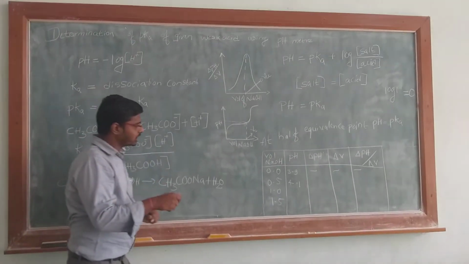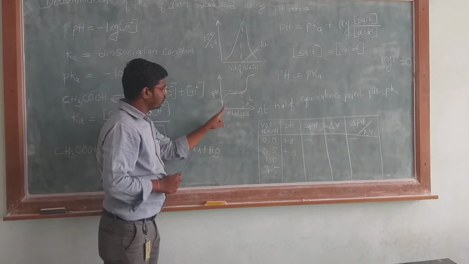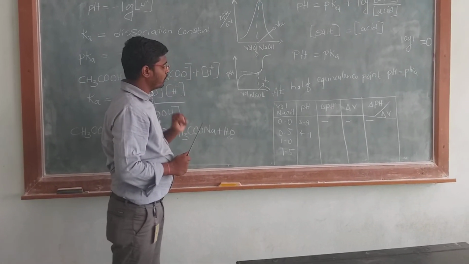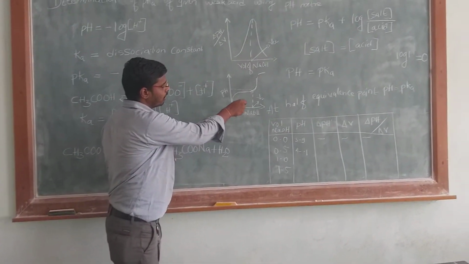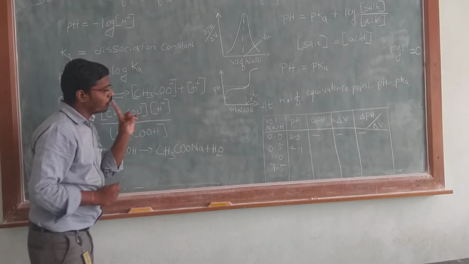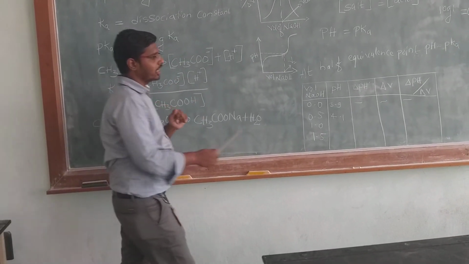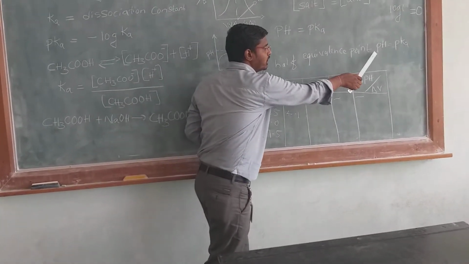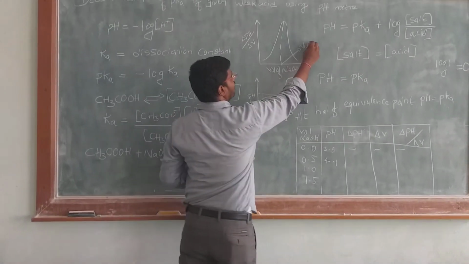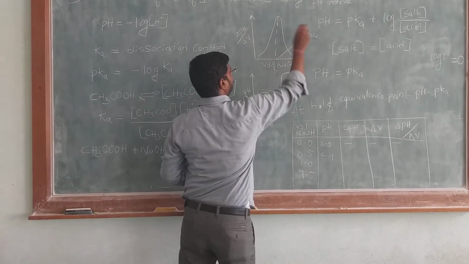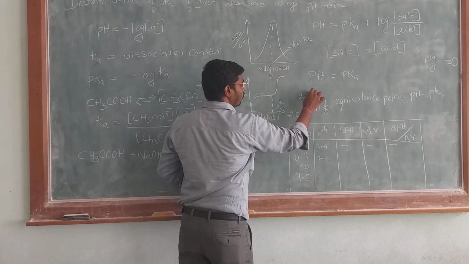Then the next graph we are going to draw is the pH versus volume of NaOH. When we draw this graph, we obtain an S-shaped graph. Now we obtain only the equivalent point, but in the theory we already discussed that at the half equivalent point pH equals the pK value. For example, from this graph, the equivalent point is at 5 cc. Then the half equivalent point is 2.5 cc.